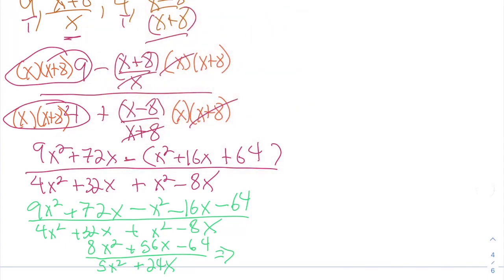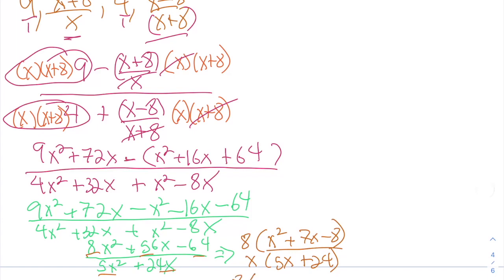We could factor out an 8 from each of these terms, so that becomes 8 times x squared plus 7x minus 8. And then we could factor out an x from each of these terms, and that becomes 5x plus 24. And then you could go a little further on top. I mean, this answer is pretty good, but you can go a little further, right? So two numbers whose product is -8 and whose sum is 7. So you could say it's x plus 8 and x minus 1 all over x times 5x plus 24.